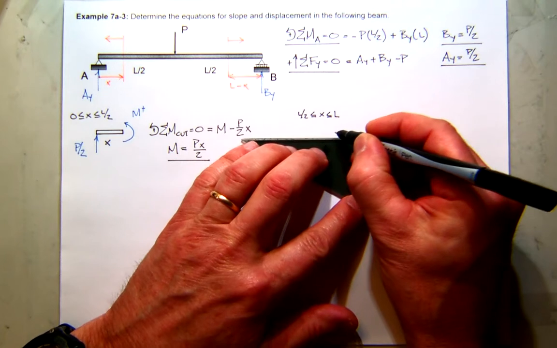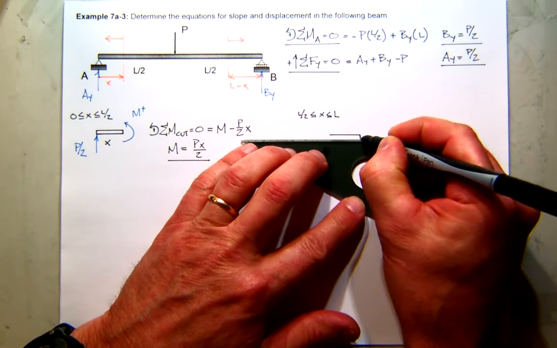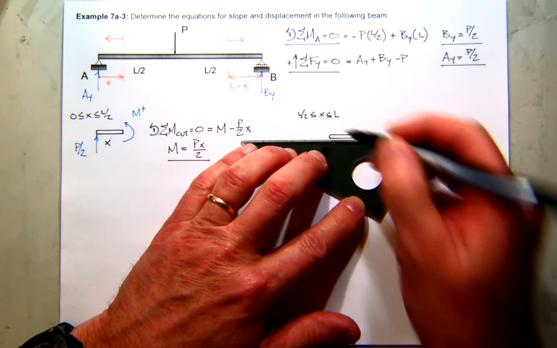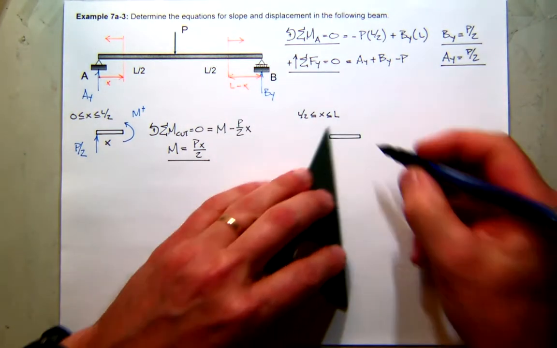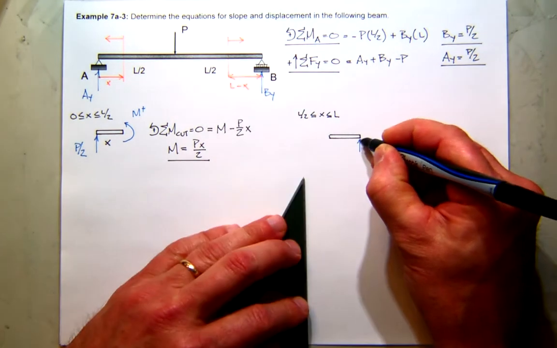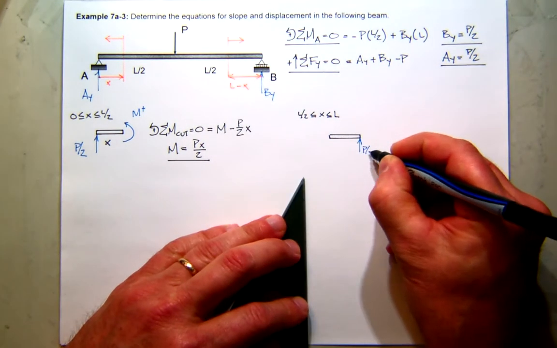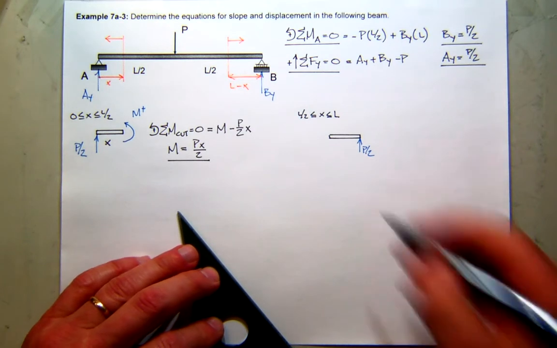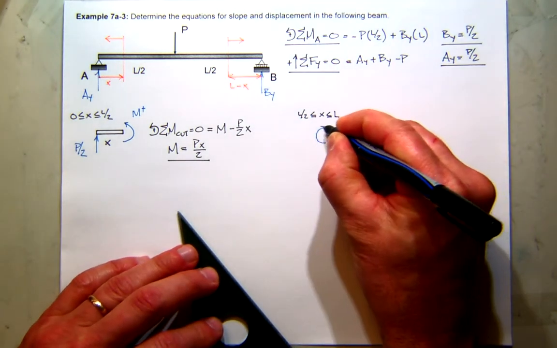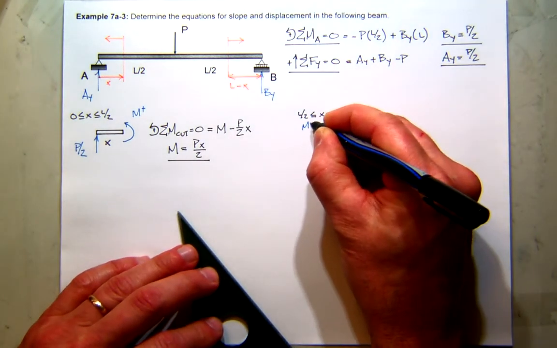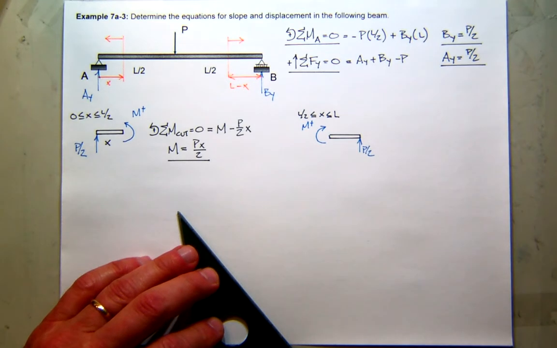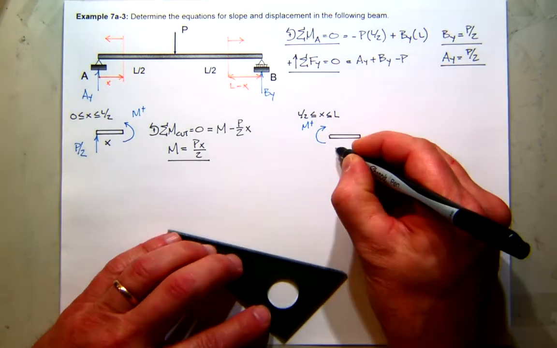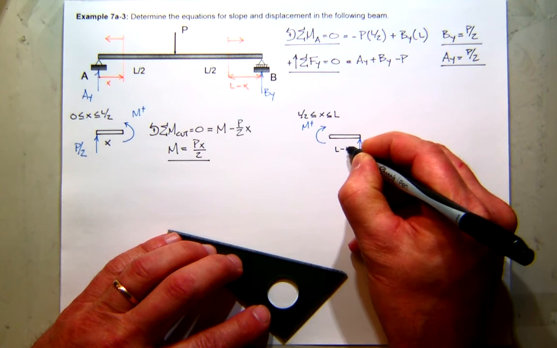So in that case, I have a little free body that looks like this. Remember, we're working the right-hand side, so I've got my B, which again is P over 2. I'm going to have my positive bending moment at the cut. And this little distance is going to be L minus X.